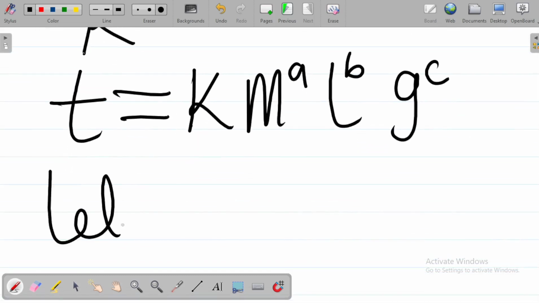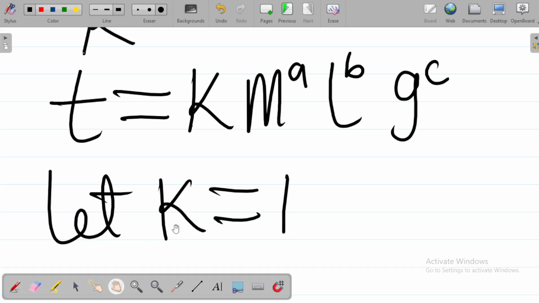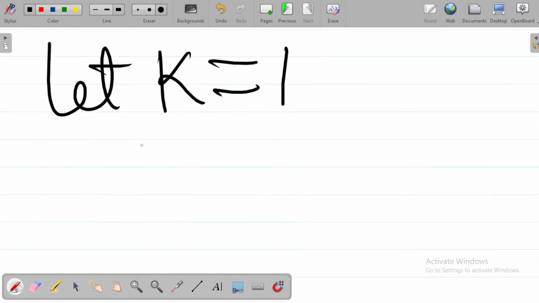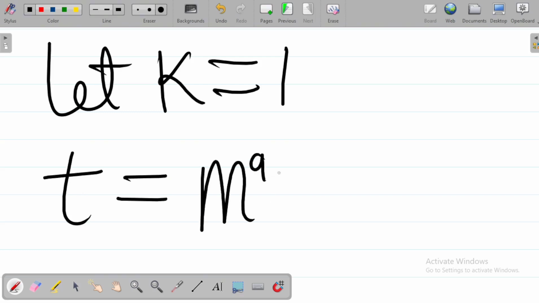Alright, so let k be equal to 1. Take note of this. k, which is the dimensionless constant, is always equal to 1 unless otherwise stated in the question. So if k is equal to 1, therefore t is equal to m raised to power a, then L raised to power b, and then g raised to power c.